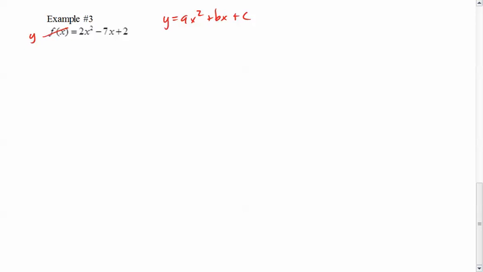If I'm using the quadratic formula, that's because I'm trying to find the x-intercept. If I want to find the x-intercept, that makes y 0. And so now I can go a equals 2, b equals negative 7, and c equals 2. So I go x equals negative b plus or minus square root b squared minus 4ac all over 2a.